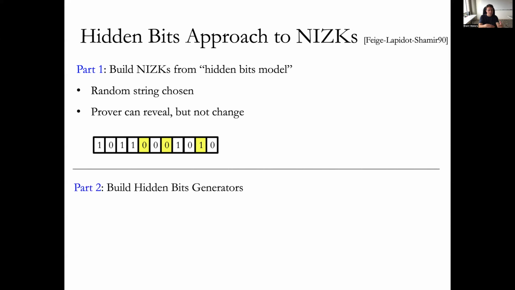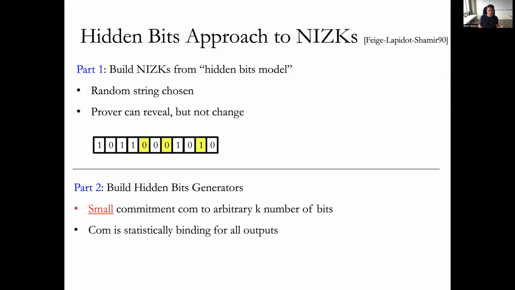The second part was to build this into an actual construction. So this can be looked at through the abstraction of a hidden bits generator, where I want to be able to have a small commitment to an arbitrary, let's say, k number of bits, where my commitment size should depend only on the security parameter and not on k. Second, I want the commitment to be statistically binding for all outputs. You shouldn't be able to open it two different ways. And then finally, the unopened bits should remain computationally hidden.